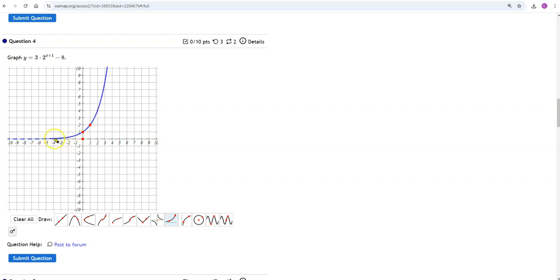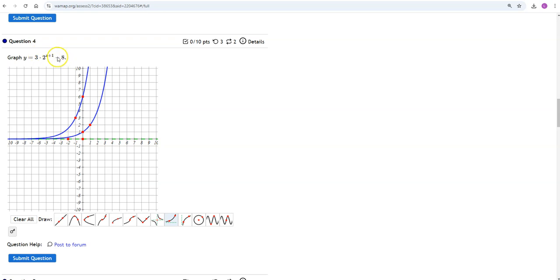So asymptote first, here's my asymptote. Right there, same place. This time this shifts left 1, but goes up 3 times as high. This point also goes to the left 1, but then 3 times as high. So now it's up at a 6. So there's those 2 points right there.